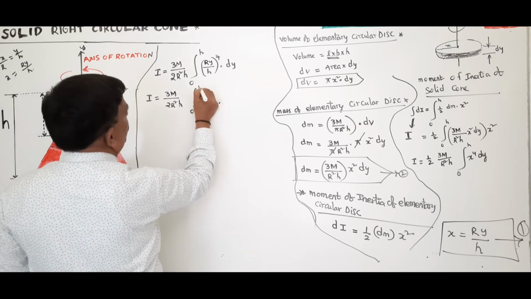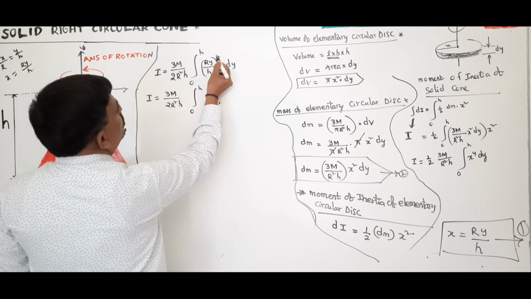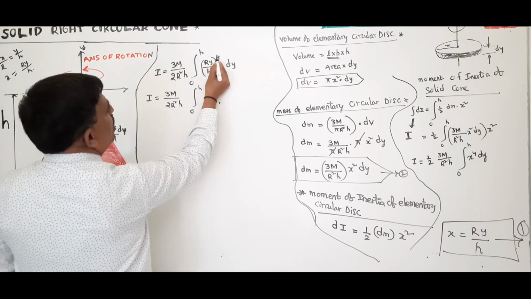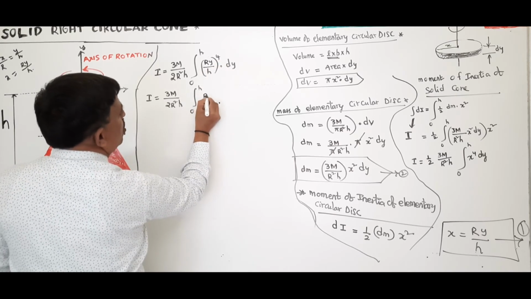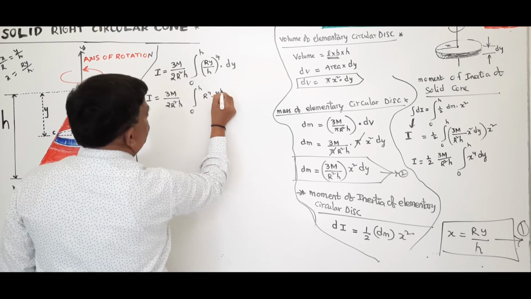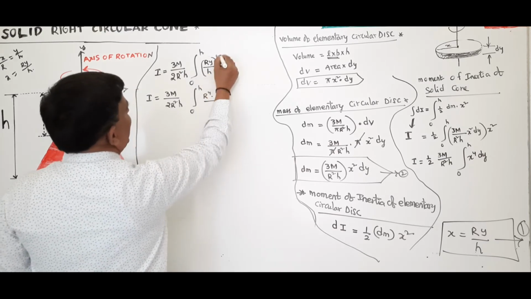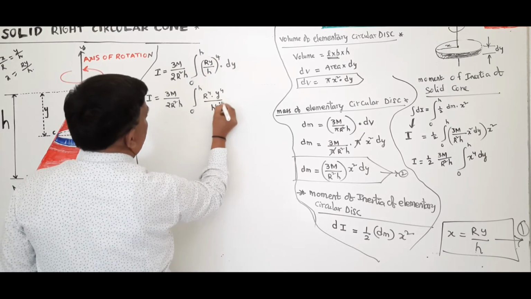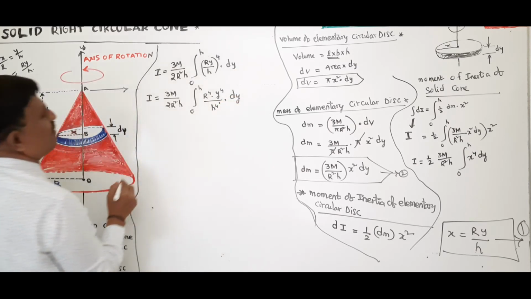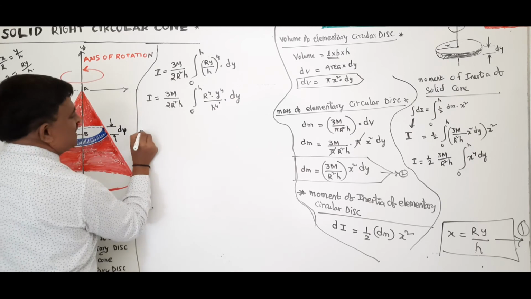Integral of 0 to h, r to the power of 4, y to the power of 4 by h to the power of 4, into dy.